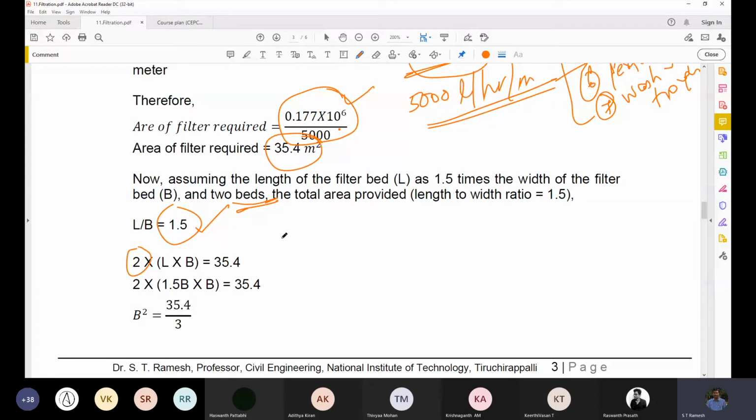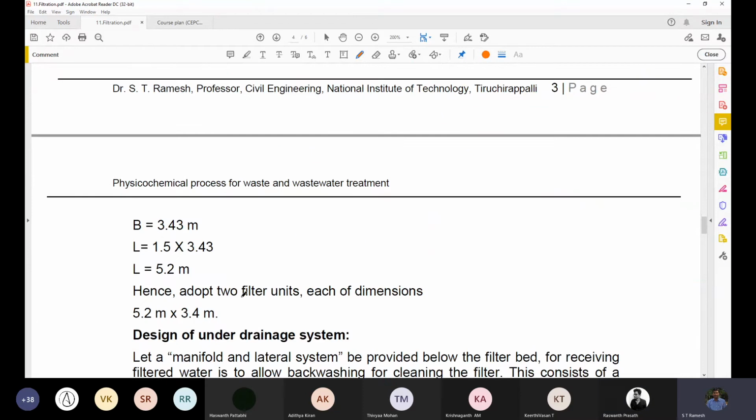Or you can repeat the same problem that we had discussed in the previous problem statement. Divide the total area by 2, thereby 70. This will become 17 or something. Then assume the L by B ratio as 1.5, and find out the width B and the length of the filter. So now you can adopt 2 filters, each with dimensions of 5.2 meter and 3.4 meter.